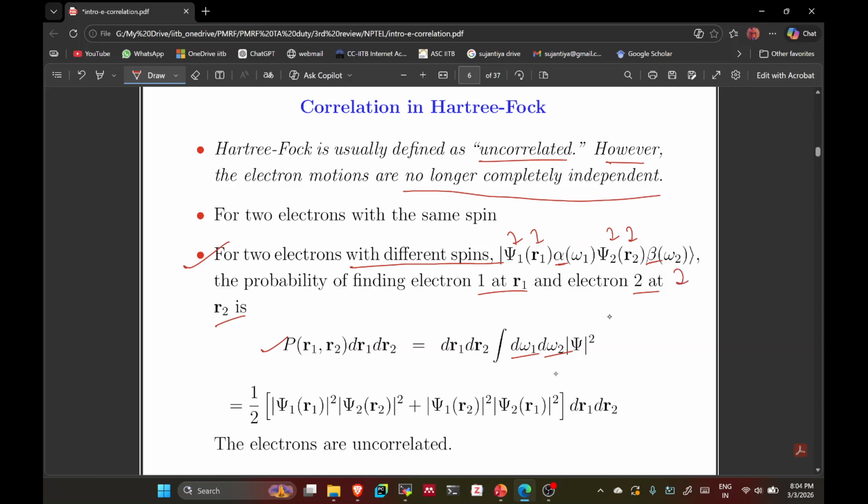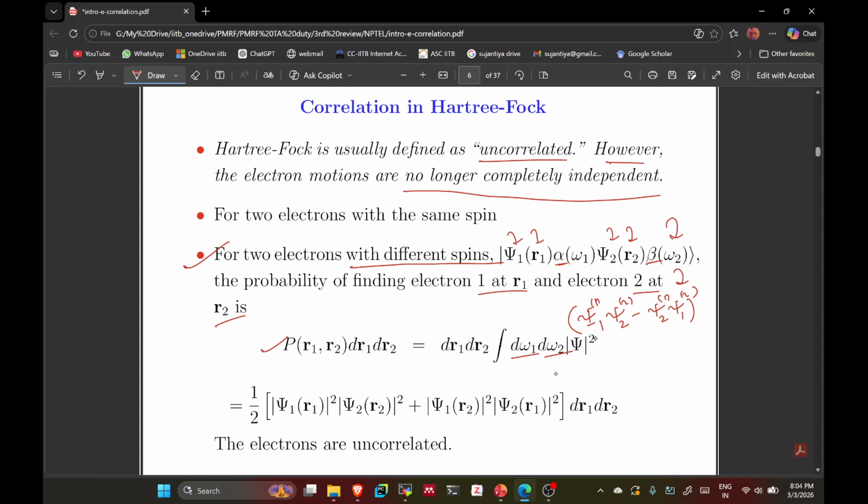This product is basically psi 1 psi 2 minus psi 2 psi 1. So this is a Slater determinant, right? So now you have here electron 1, electron 2, electron 1 and electron 2, and you just assign the alpha spin and beta spin.